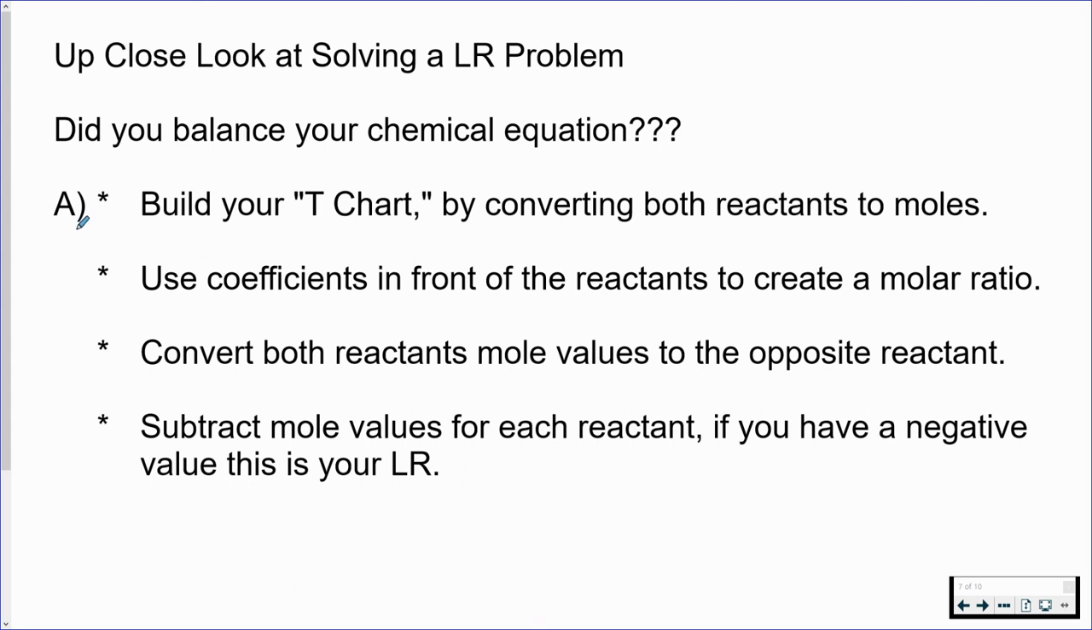How we in our class are going to calculate limiting reactants is with something called a T-chart. You're going to convert all your reactants to moles. You're going to use the coefficients in front of the reactants to create a mole ratio, and you can convert from one reactant to the other and then the opposite reactant to the first. Then you're going to compare the mole values of the reactants, subtract them, and whichever one has a negative number is your limiting reactant. It's nice and simple. Does it take some work? It does.